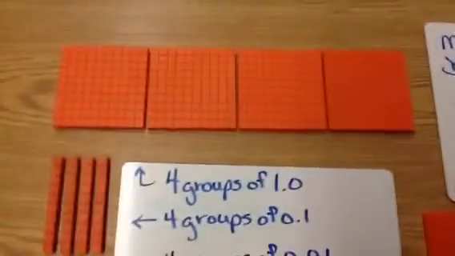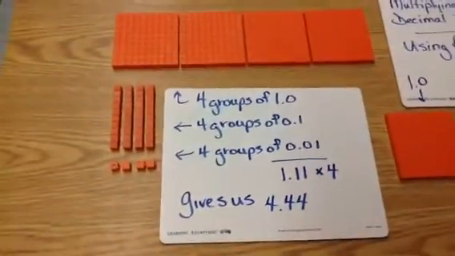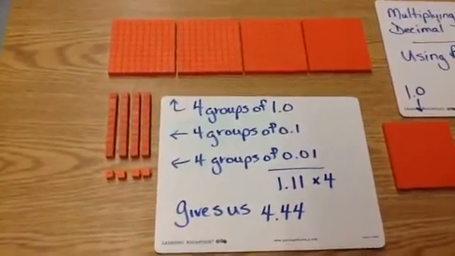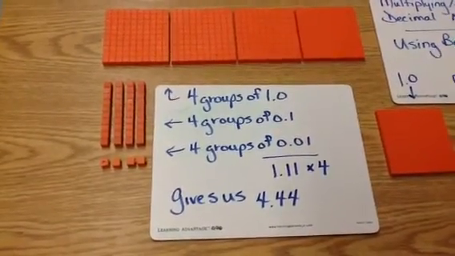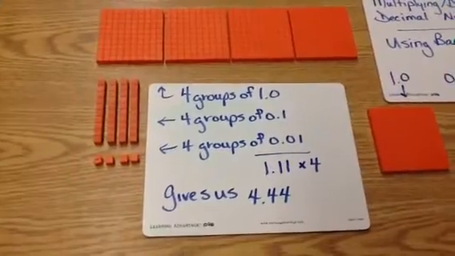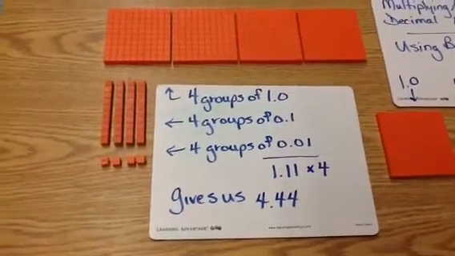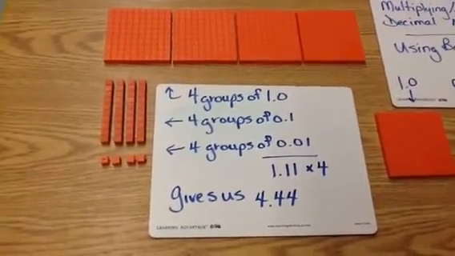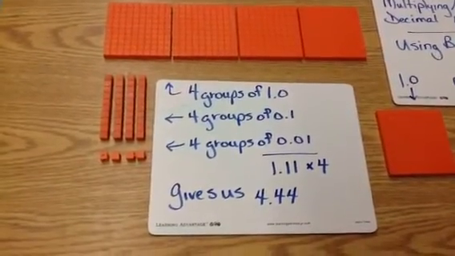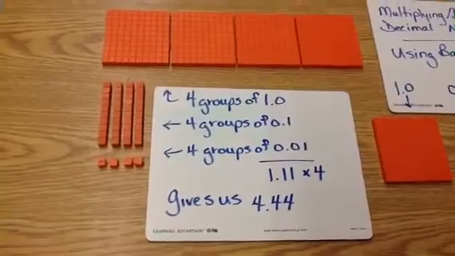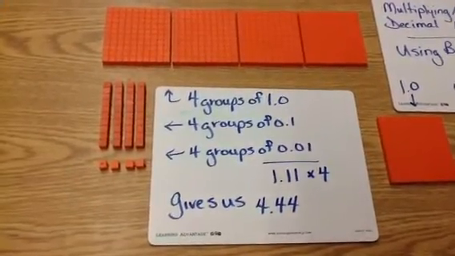Now if you take a look at the number I have represented here, we have 4 groups of 1, 4 groups of 1/10, and 4 groups of 1/100ths. So when we put those together, we actually have a group of 1 and 11 100ths, and we have 4 groups of that. So that gives us 4 and 44 100ths.